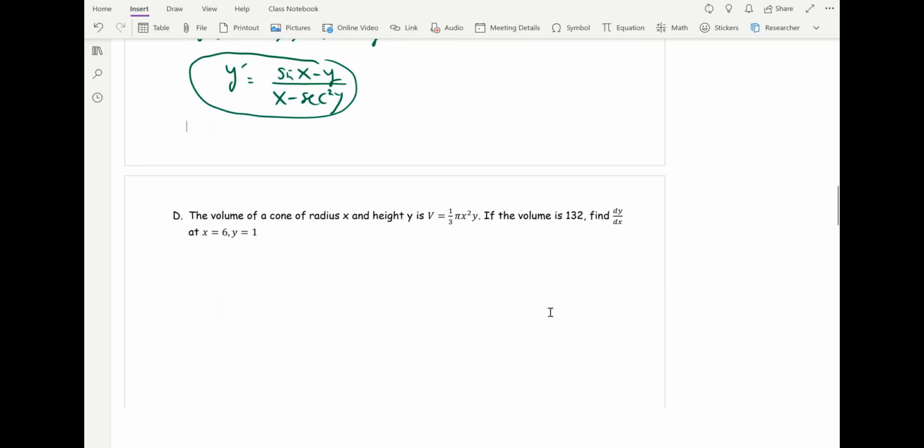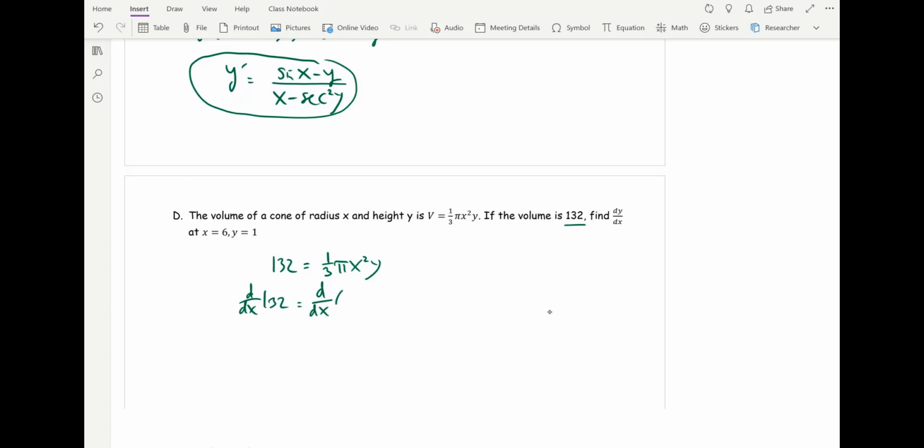The volume of a cone of radius x is 1/3 pi x squared y, where y is the height. If the volume is 132, find dy/dx when x is 6 and y is 1. All right, so we're told that the volume is fixed, 132. So let's rewrite that equation: 132 equals 1/3 pi x squared y. We want dy/dx, so what we're going to do is take d by dx of both sides and use implicit differentiation. And we'll be using this a lot when we talk about related rates.